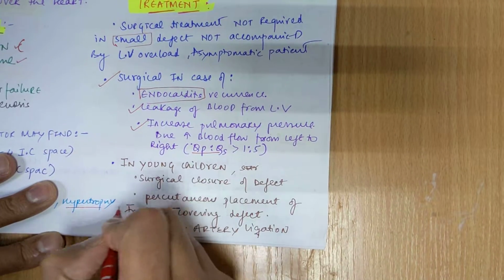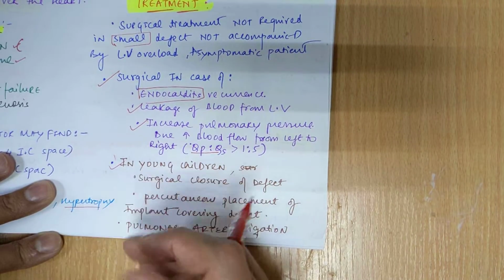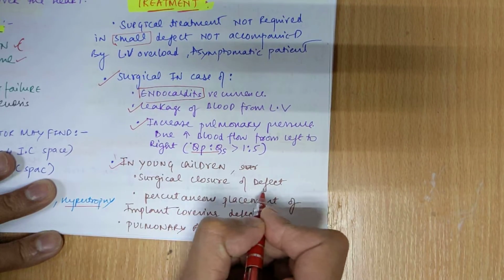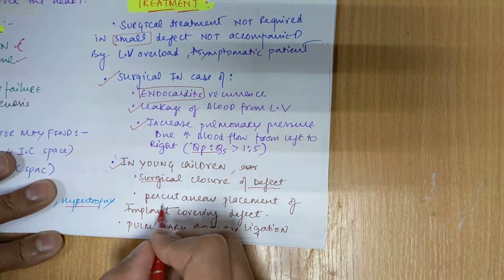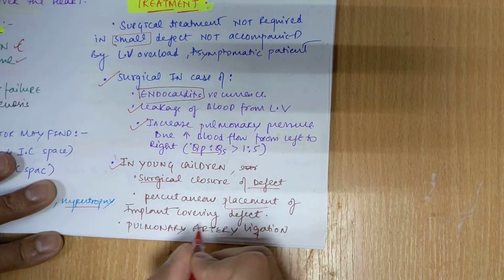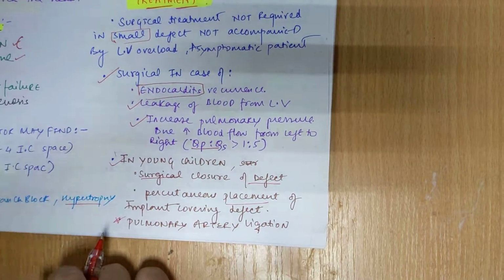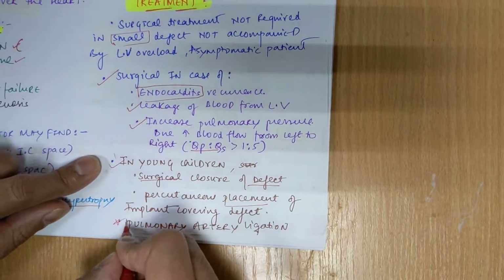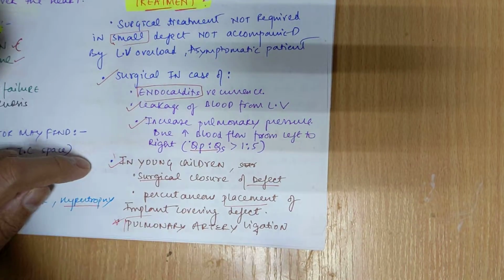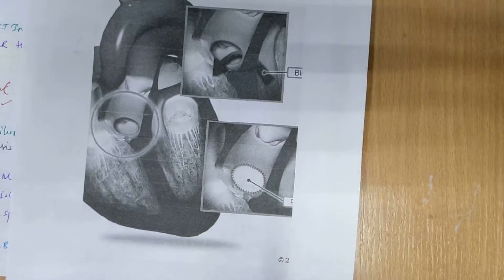Now in young children, not in the adult phase, we do the surgical closure of the defect during the infant stage, or we can do the percutaneous placement of an implant covering the defect, and pulmonary artery ligation. Pulmonary artery ligation is a palliative treatment, not the permanent treatment, but this can also be done.